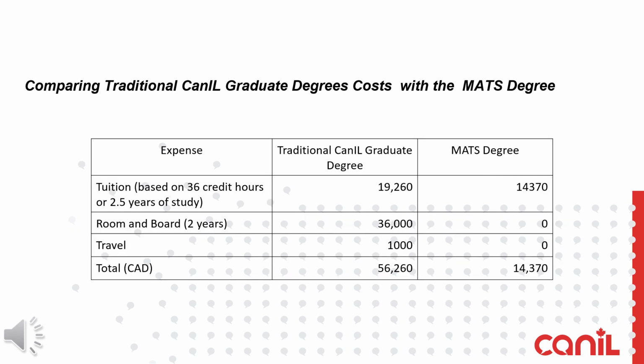As I mentioned previously, one of the reasons we set this up was because of cost issues. If you look here, a traditional CanIL graduate degree costs about $56,000 Canadian. The MA degree is about $14,000. Now, it could be a bit more depending on how long the person is in the degree program. Because all costs are paid monthly, like a subscription fee, not per credit, the longer somebody is in the program, the more it costs. So if this is paid through scholarships, it actually costs the institution. If people pay towards it, obviously the cost is a lot less.